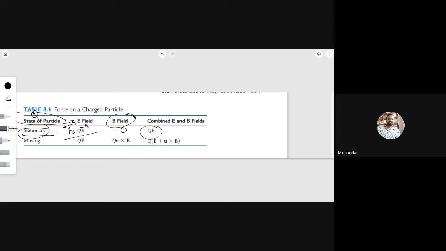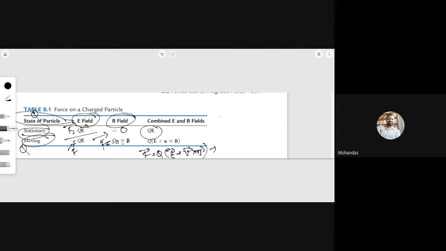Now see, if this Q is moving and is present in the electric field, then the force is equal to Q into E. And if the moving charge is present in the magnetic field, then what is the force here? Force equal to Q into V cross B. Then the final force equals Q into E plus V cross B. So this is the Lorentz force equation.